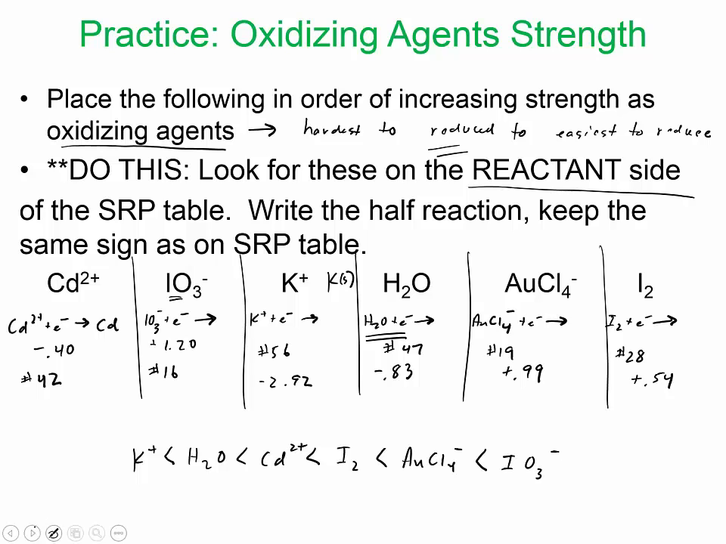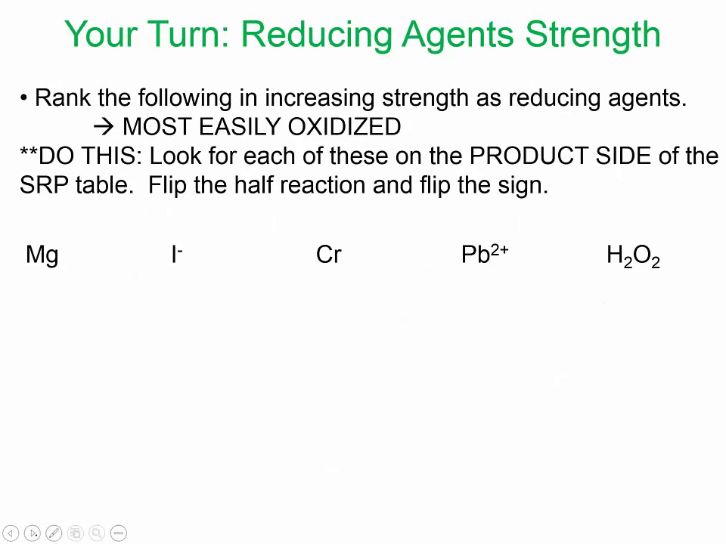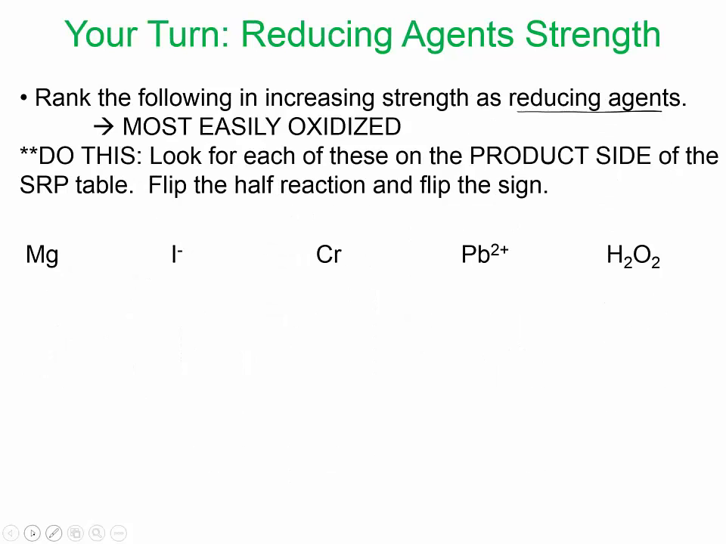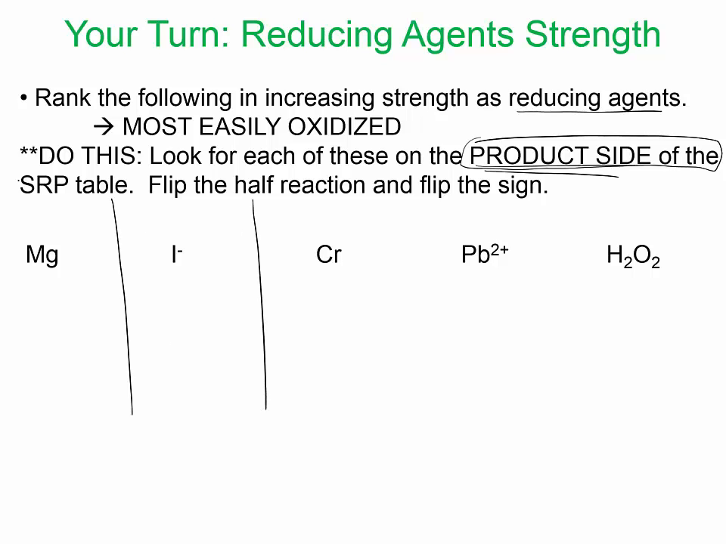Here is the practice one for you to do, and let me give you a couple of hints. This one says to rank these in increasing strength as reducing agents. In the example I did, I put them in order of increasing oxidizing agents, so this one's a little bit more tricky. We need to look for all the ones listed here on the product side, so you're going to reverse all of these. I'll do the first two just to get you started, because it is a little different than the example I did.